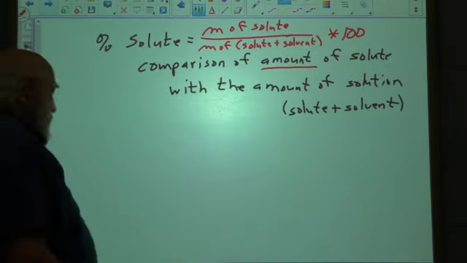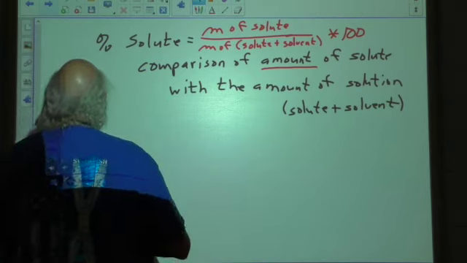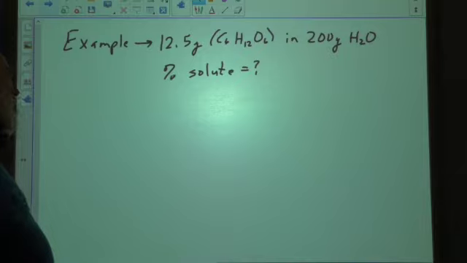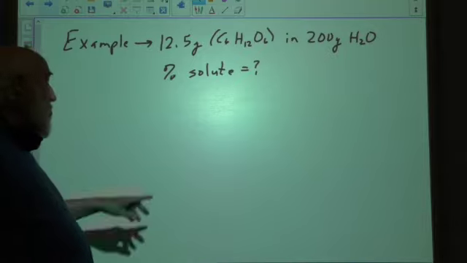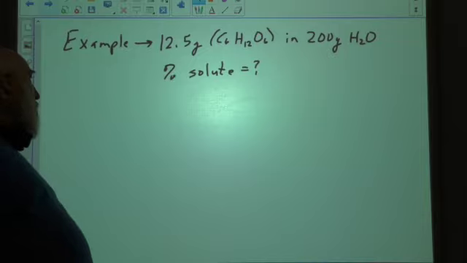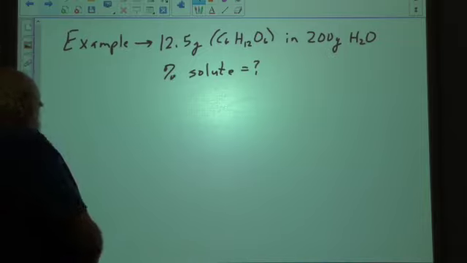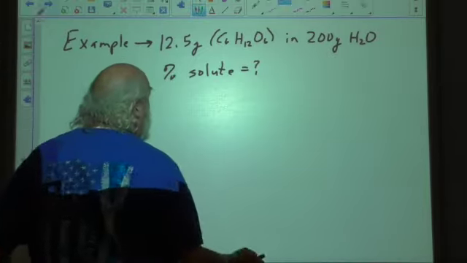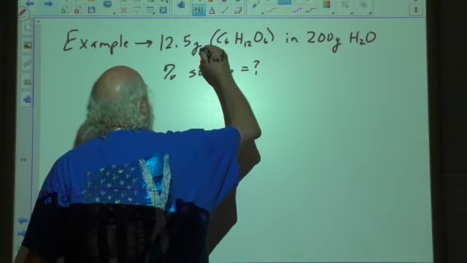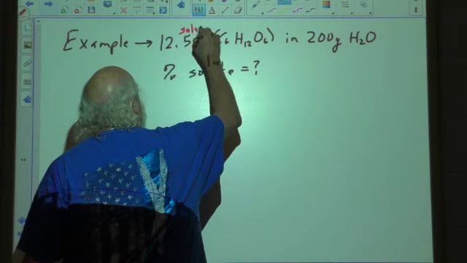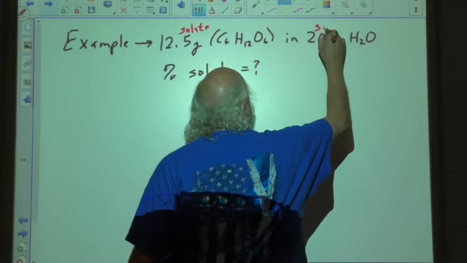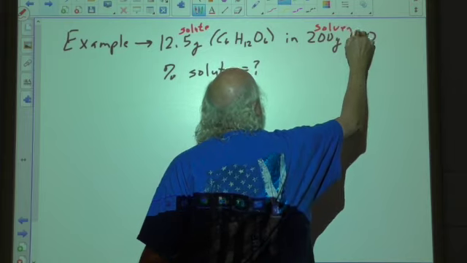So let's take a look at a couple of examples of it. Example, 12.5 grams of glucose, that's glucose, or fructose, either one, in 200 grams of water, what is the percent solute? So it might help to decide, to demonstrate which is solute, which is solvent. This is the solute, it's a smaller quantity. This is the solvent, it's a larger quantity. Plus it's water, and water is always our solvent.